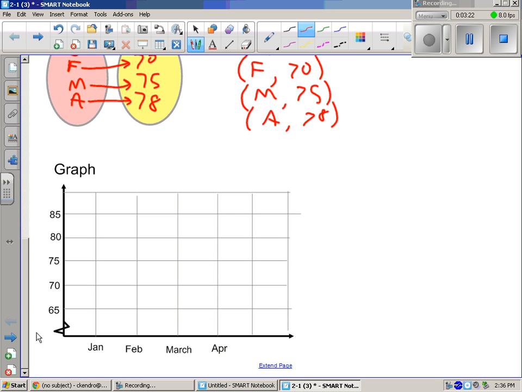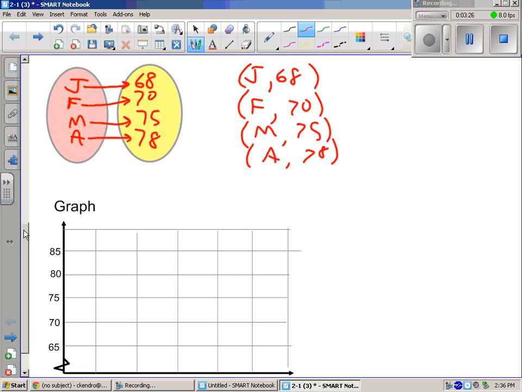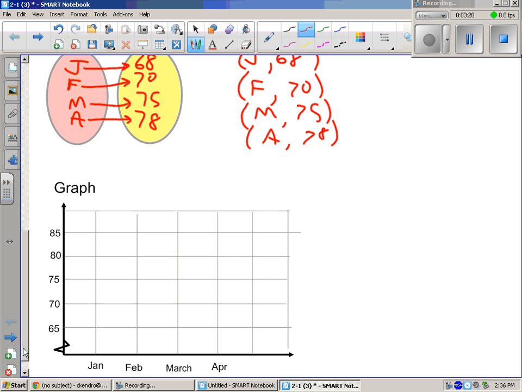All right, next I'm going to take that information and put it on a graph here. So January was 68, so that'll go about right here. February is 70. March is 75. Wouldn't that be nice in Michigan? And April is 78. So all these different ways to represent the information. Some are more useful in other ways than others, but they're all useful at one time or another.